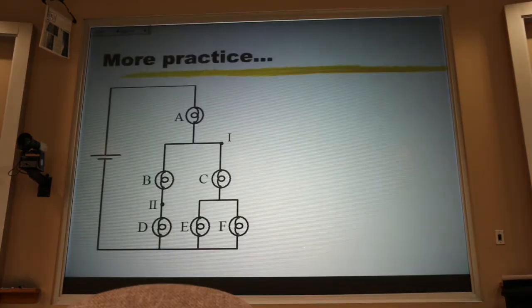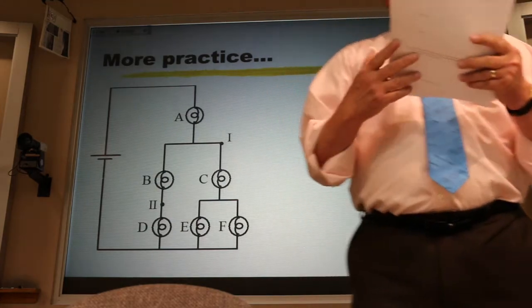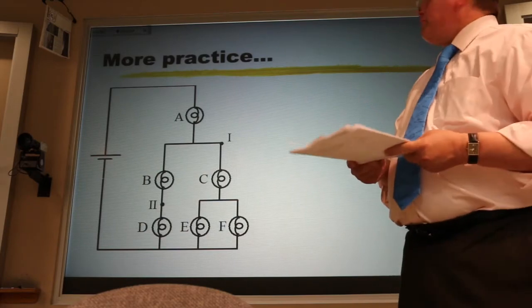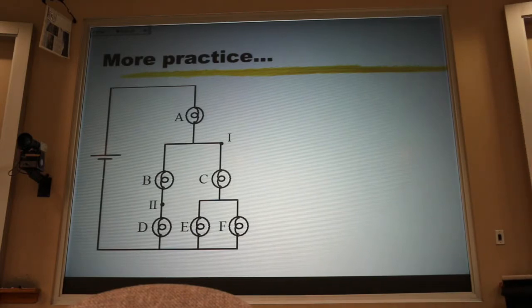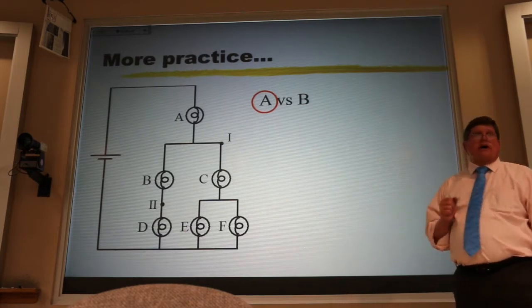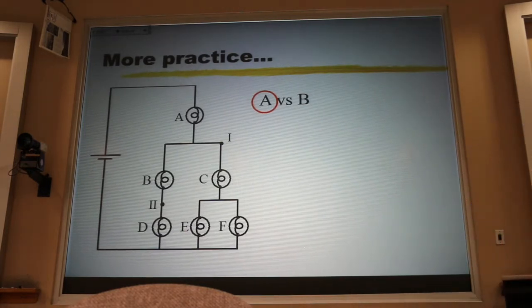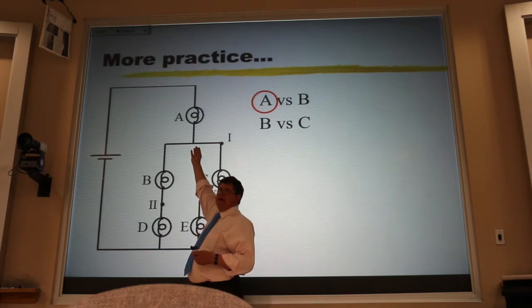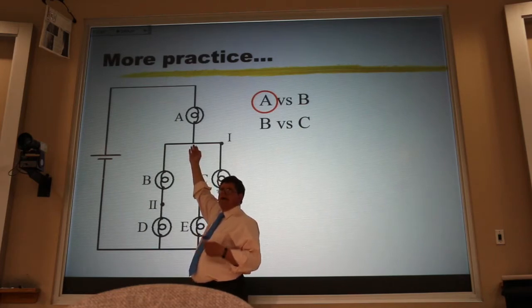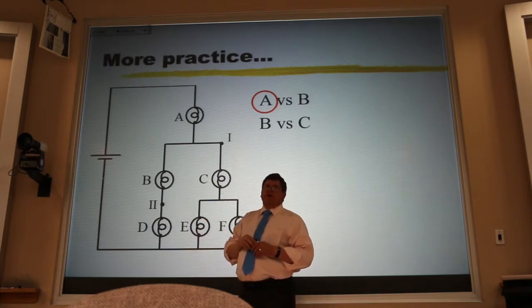Let's start with this problem that we started last day. We finished the first side. We haven't started the second side. Let's just remind ourselves what we found on the first side. When we were comparing A versus B, we said that A was brighter, and it was an all versus part argument. A got all of the current through the battery. B just got part of the current through the battery. When we were comparing B versus C, what we're talking about is the splitting ratio right here. Does it split 50-50 or some other way? And if some other way, which side gets more than half?